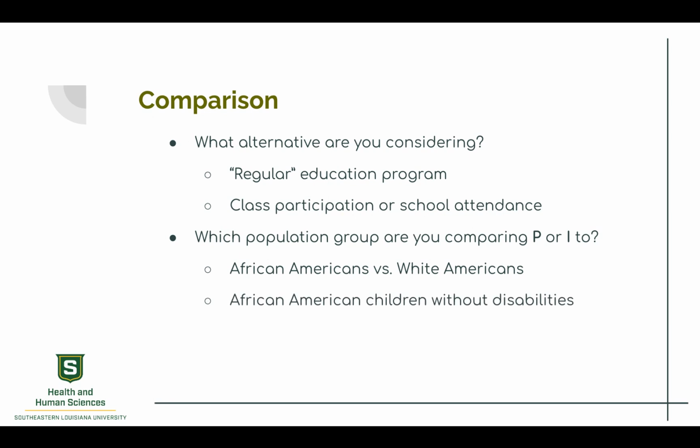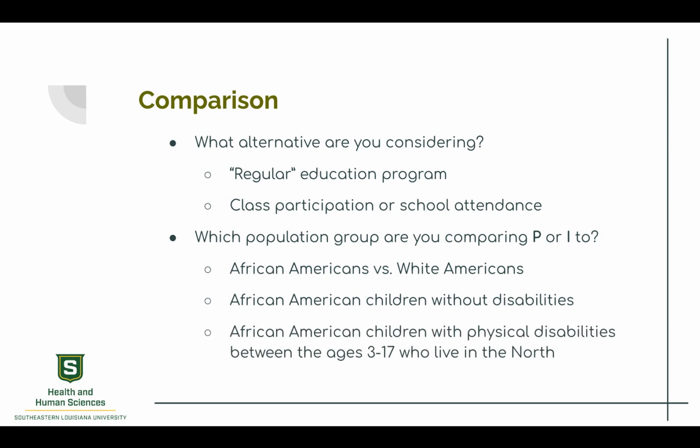You could also be comparing African American children with disability with those who do not have disability, and you could also be comparing in terms of where they live, those who live in the South compared to those who live in the North. So it just basically depends on what it is that you are interested in. What the comparison is trying to help you know is what is going on with this group versus what is going on with that group, as a way of understanding what is basically going on.